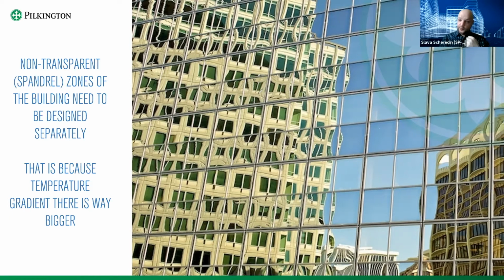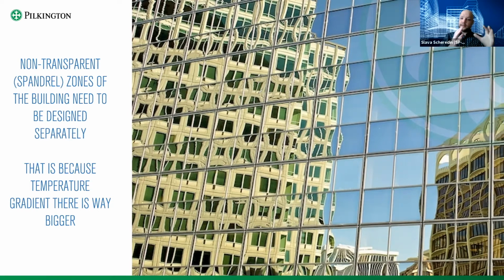But what happens in the winter? In the winter, the transparent zone gets heat from inside air from our heating systems, so it has a more or less stable temperature. But the non-transparent zone doesn't get heat from inside because, again, heat insulation.